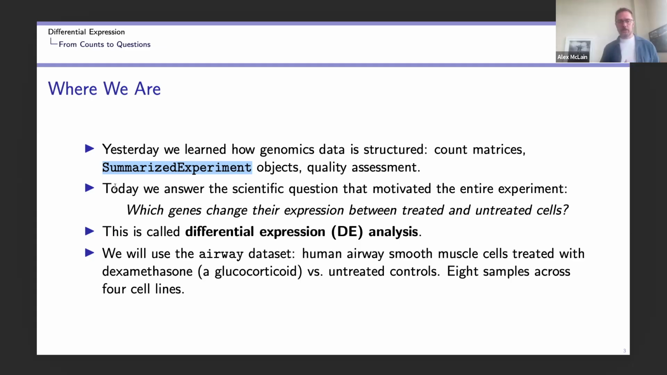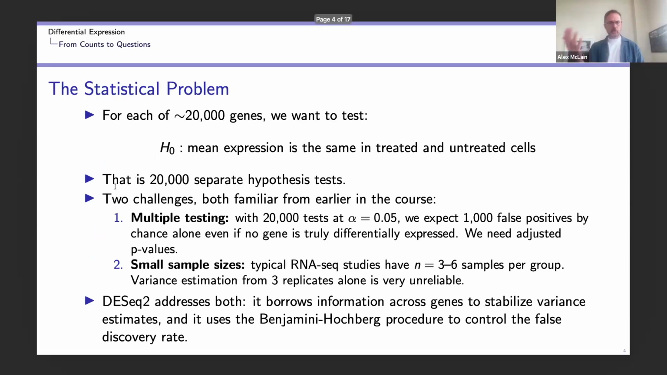So in the airway data set, we have human airway smooth muscle cells treated with dexamethasone or untreated controls, 8 samples across 4 cell lines. As we mentioned yesterday, there's about 20,000 genes we're going to be looking at here because there is a filtering, so it's not going to be all 60,000. It's about 20,000 we end up testing, and what we want to test is the null hypothesis. The mean expression is the same in the treated and untreated cells. So it creates 20,000 separate hypothesis tests, 20,000 separate p-values.